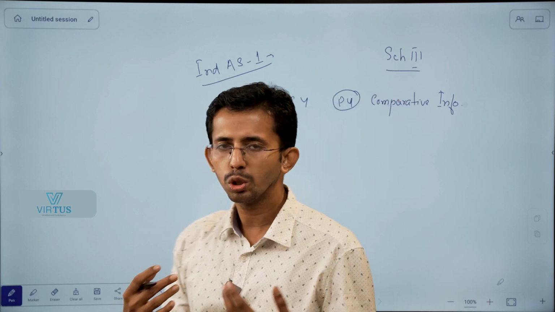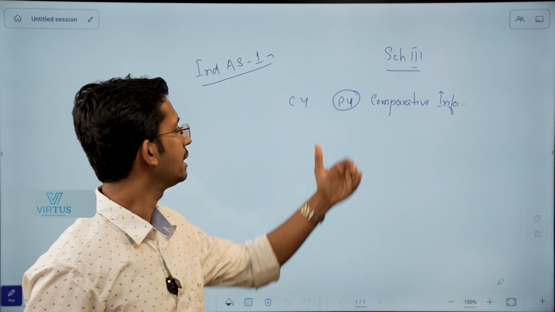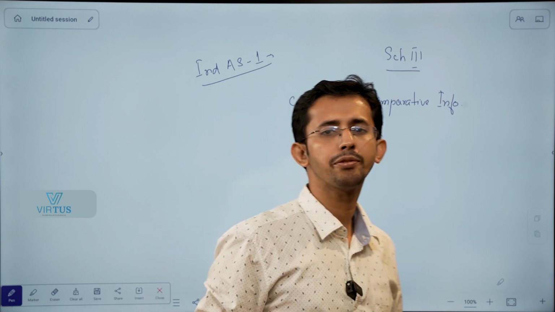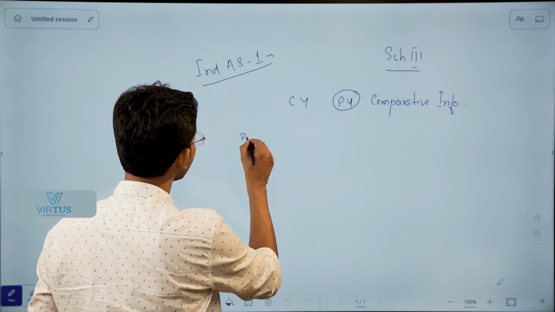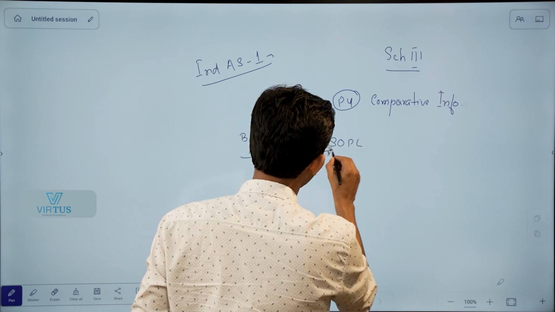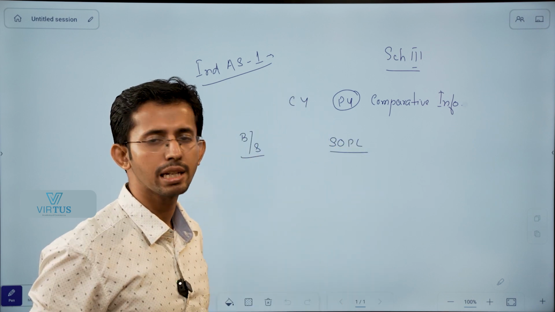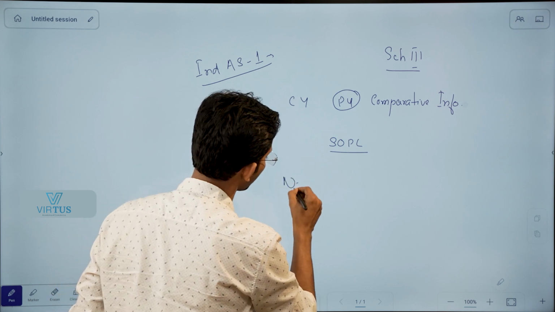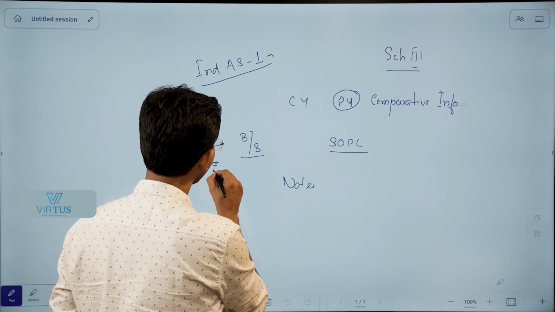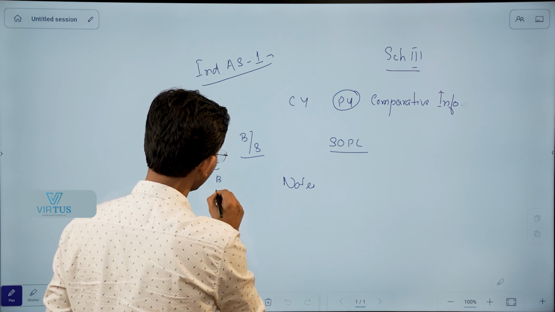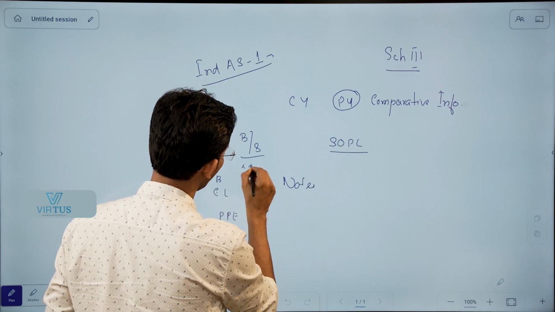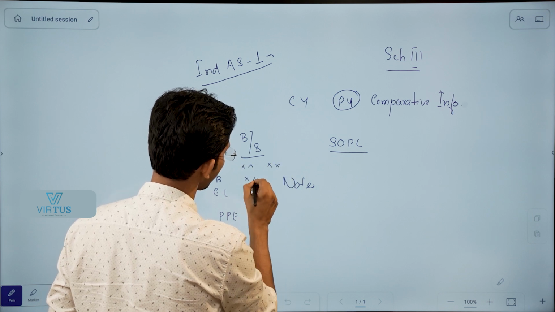Now, one doubt students usually have regarding the comparative information is, is it okay if we give the comparative figures in the balance sheet as well as the statement of profit or loss? Or is it mandatory to give the comparative information in the notes also? Because the balance sheet will have various heads like equity, borrowings, current liability, PPE, and it will have both the current year as well as the previous year figures.